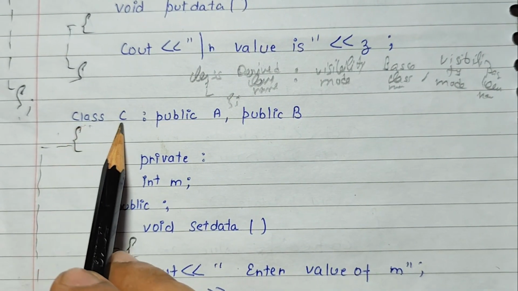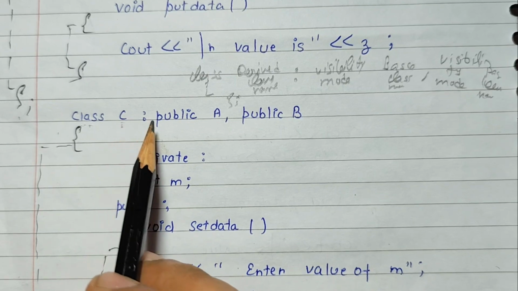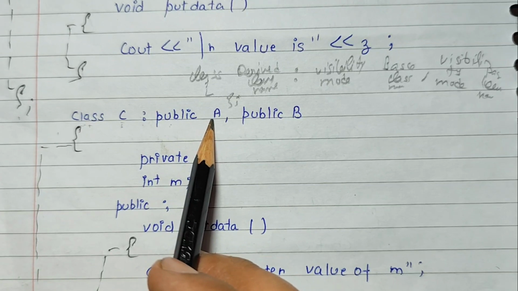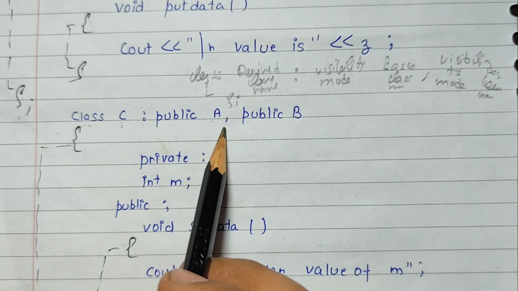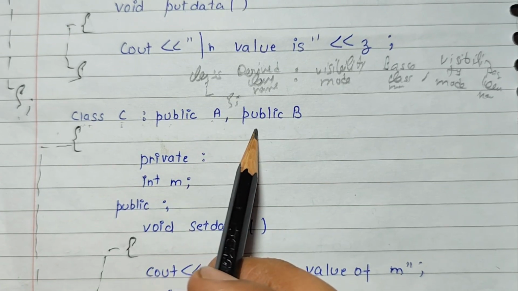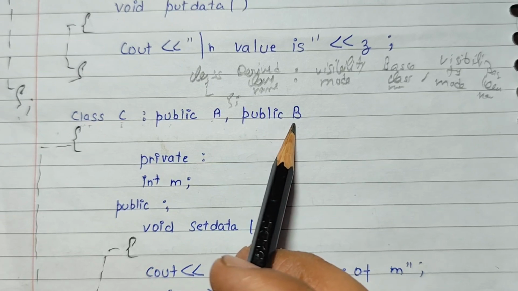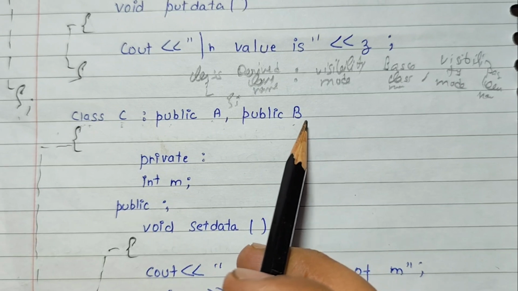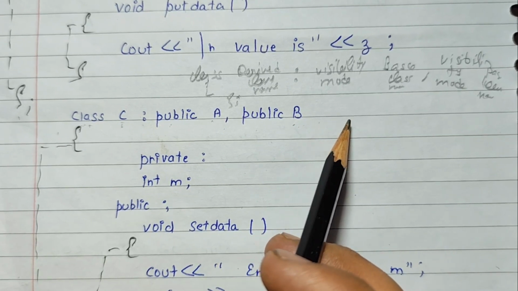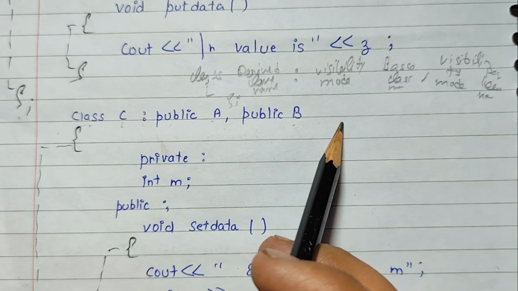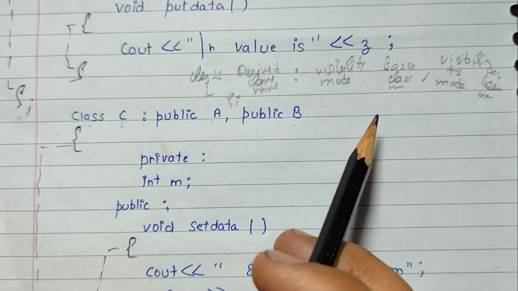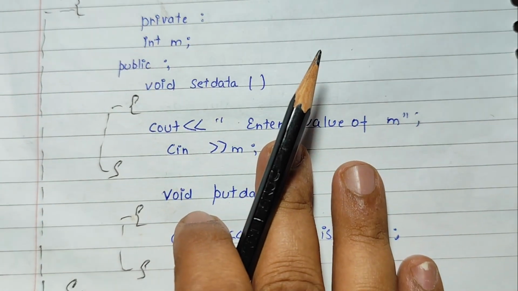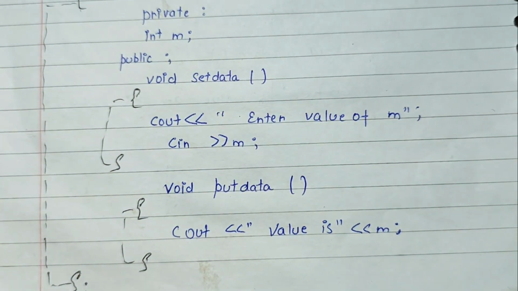Class is a keyword, capital C is the name of the derived class, then colon, public is a visibility mode, the first base class name is capital A, then comma, then public is a visibility mode, then capital B is the name of the second base class. If you want to include another base class, then comma, then visibility mode, then write the third base class name, and so on. Then open the curly braces, and the derived class is also terminated by a semicolon.